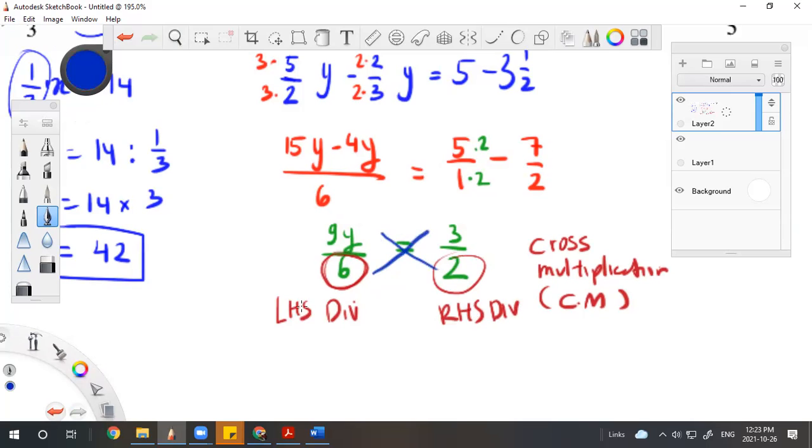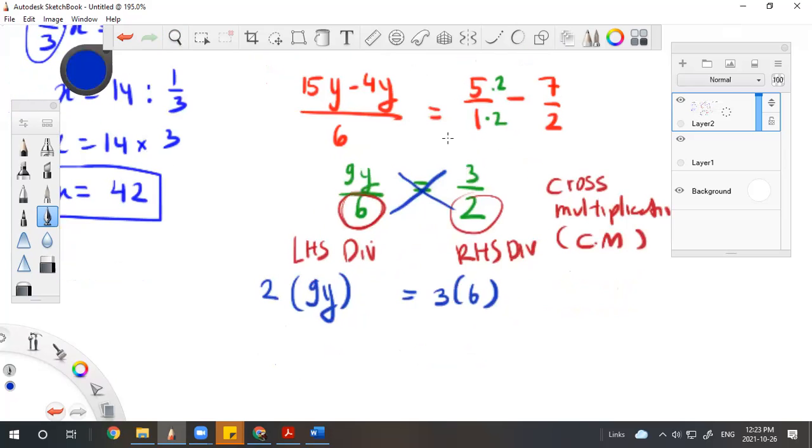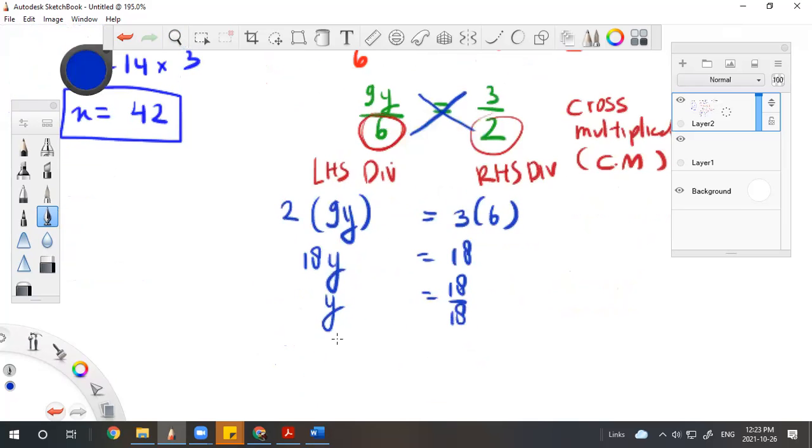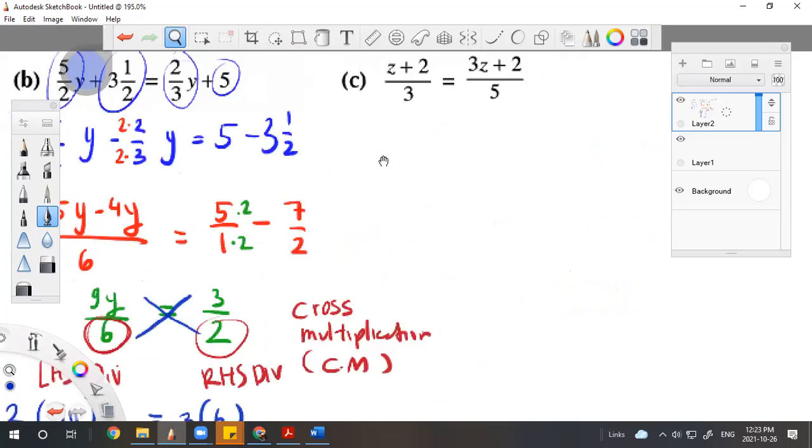Okay, so 9y times 2, that's called cross multiplication. Or 2 times 9y, boleh ya, sama aja ya. 3 times 6. See, sama aja. Jadi lebih simpel malah. So 18y equals 18. Oh, piece of cake, 18 over 18. See, y equals 1, right? So this is the cross multiplication. I will do it slowly for the next question.